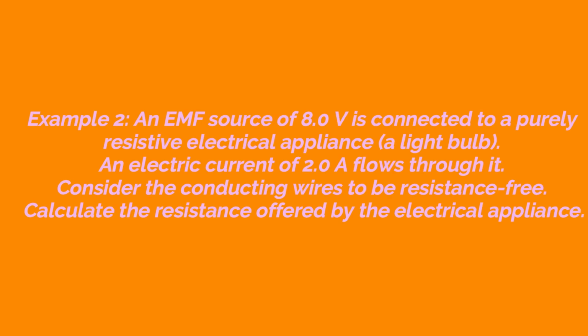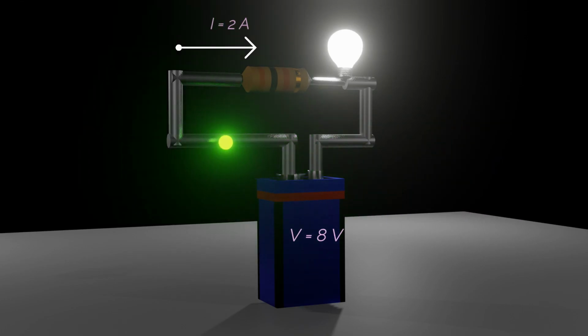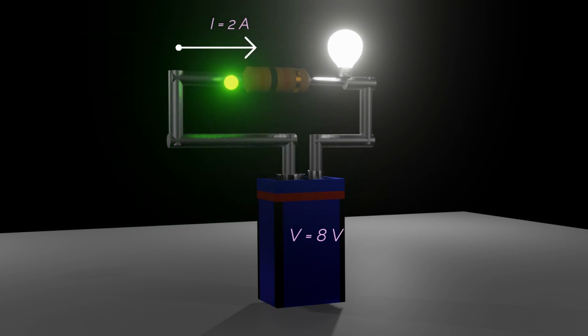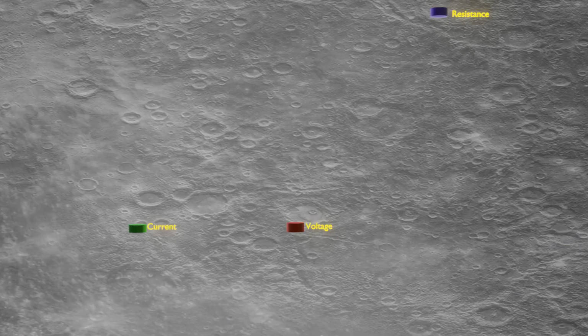Let us now see another example where we have to calculate the resistance. The setup is as shown here. Current is 2 amperes. Voltage is 8 volts. So what will be the resistance? Resistance will be equal to V by I. So in this way we can calculate the various values of resistance.